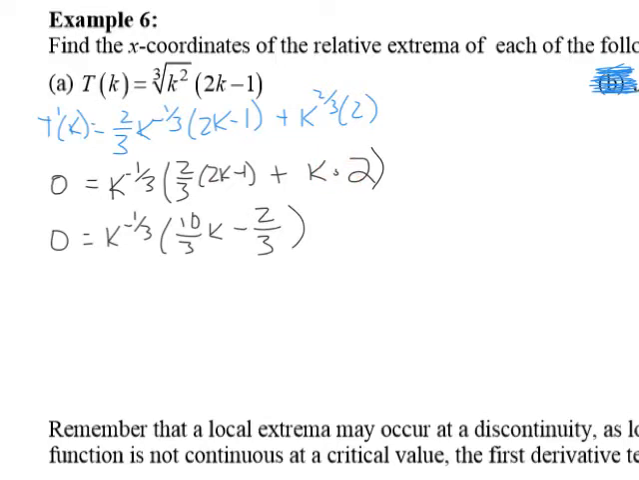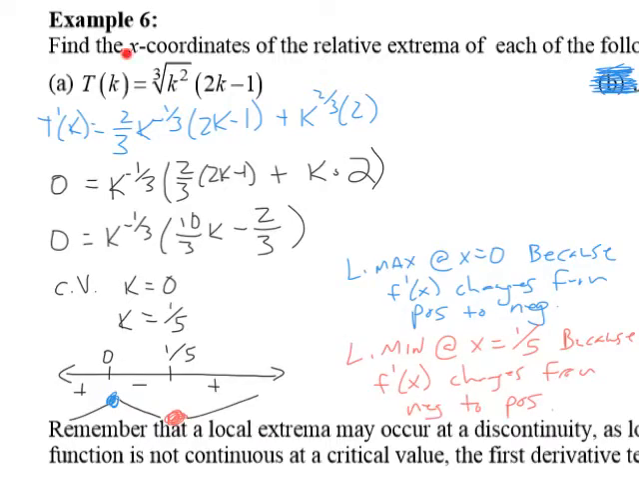And now we see that if we solve this out, we have a critical value at k equals 0 and a critical value at k equals 1/5. So now that you have that, I'm going to let you do the rest. I'm going to pause the video, so take a shot at it.